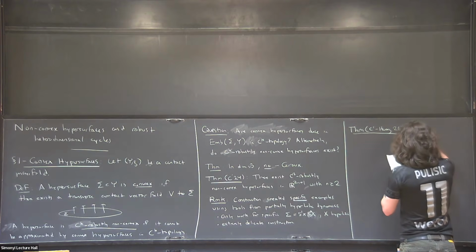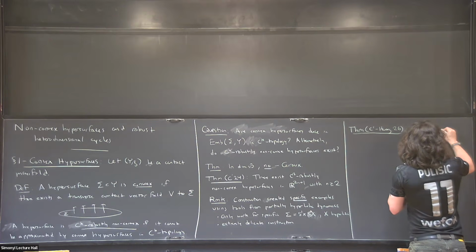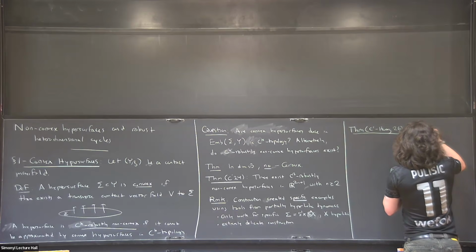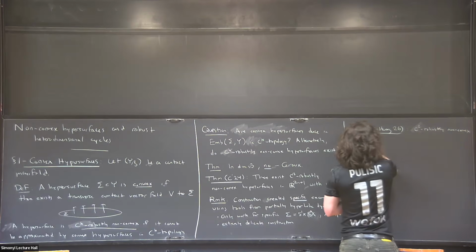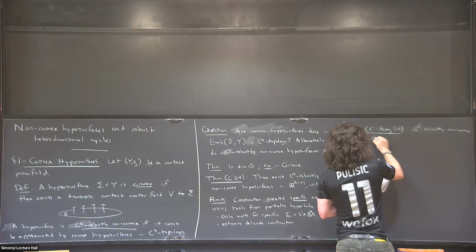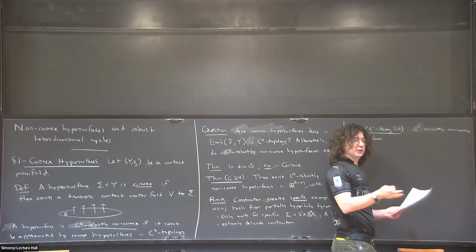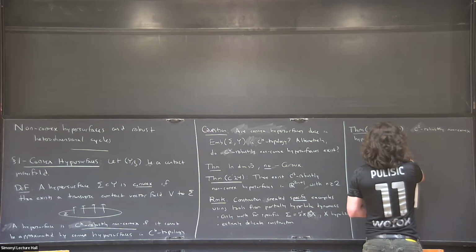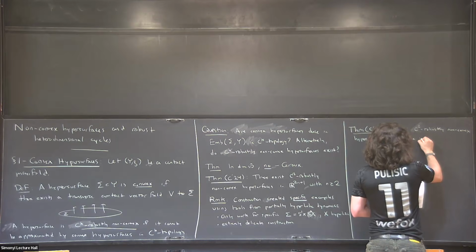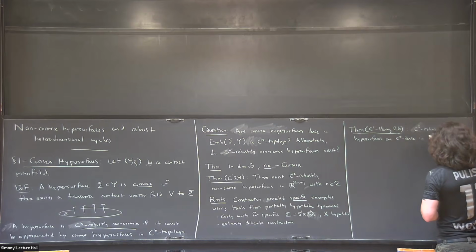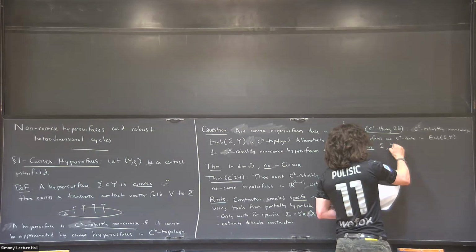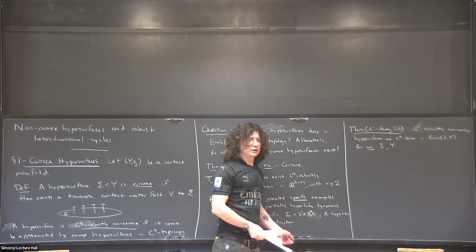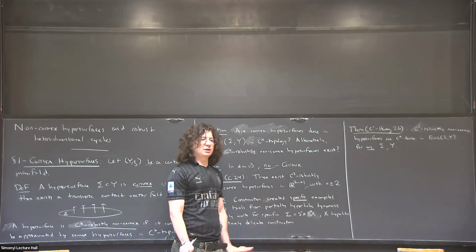So the theorem is just that C2 robustly non-convex hypersurfaces are actually kind of abundant. In particular, they are C0 dense in the space of embedded hypersurfaces for any sigma and y. So for any choice of sigma, no more constraints on the topology of sigma.